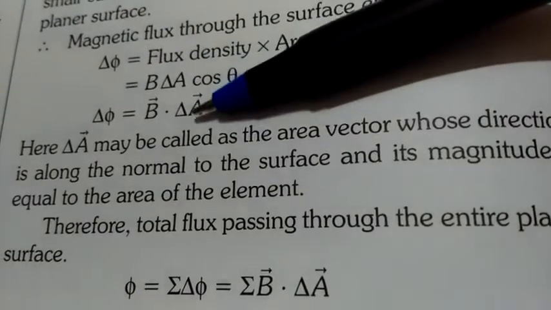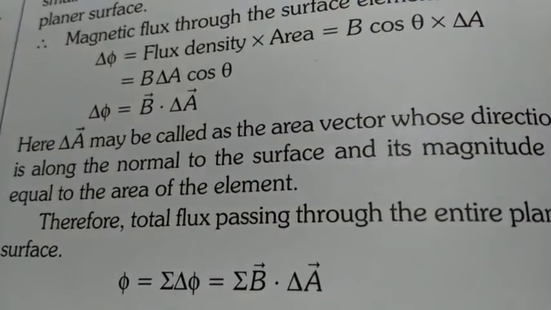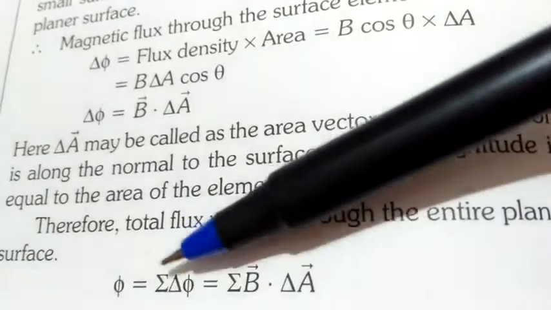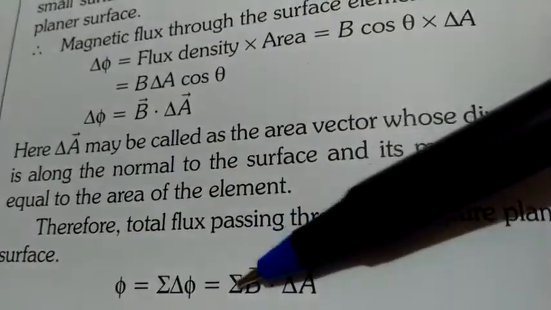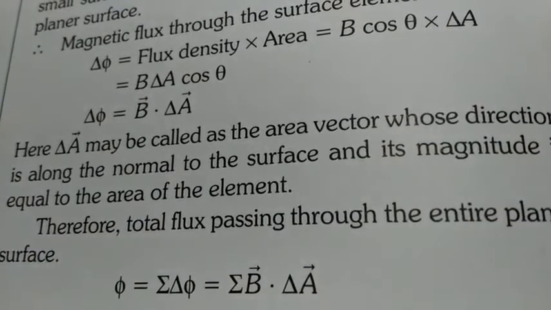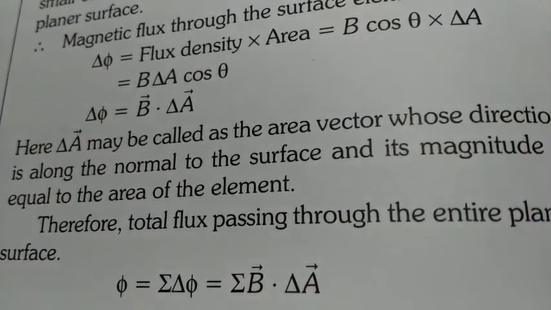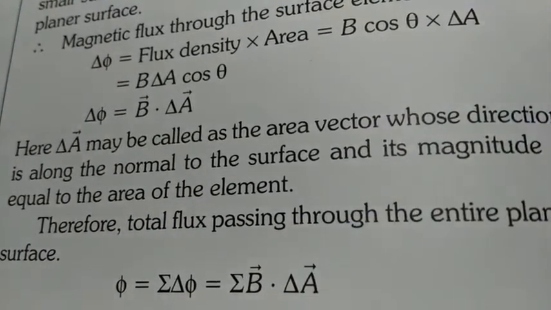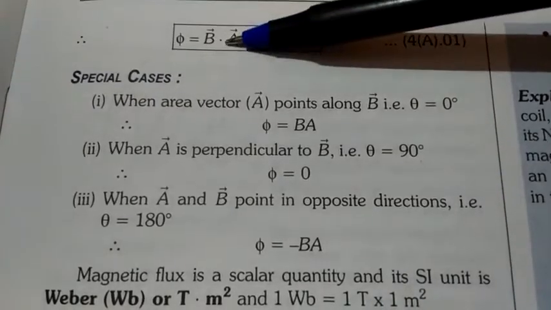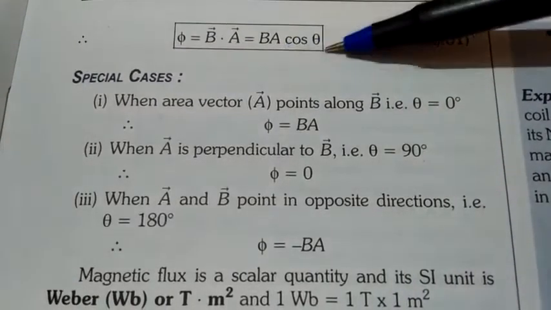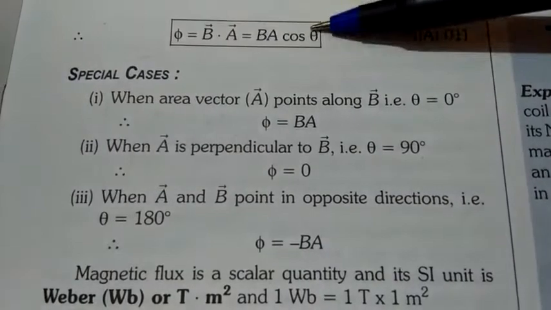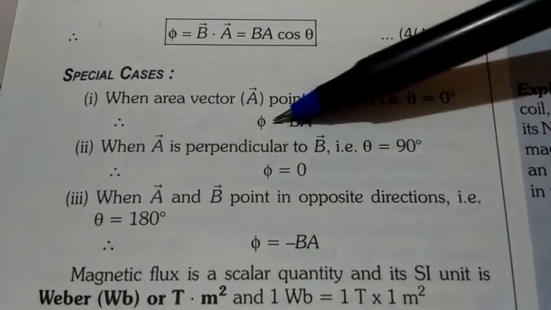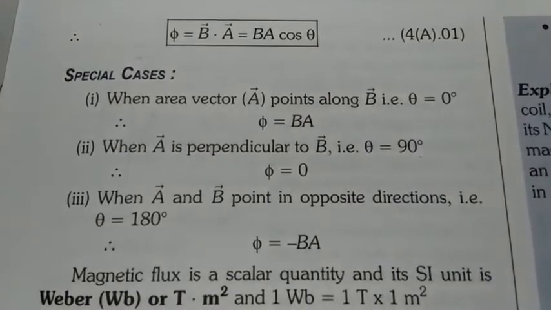This is the equation for a small area del A. If we have to find the flux through the entire surface, we write phi equals the summation of del phi, that is, the summation of B dot del A or B A cos theta. When we sum up all the area, del A will be replaced by A, which is the total surface area. So B dot A or B A cos theta is the equation for magnetic flux. Now let's discuss some special cases. When theta equals 0 degree, phi equals B into A, because cos 0 equals 1.